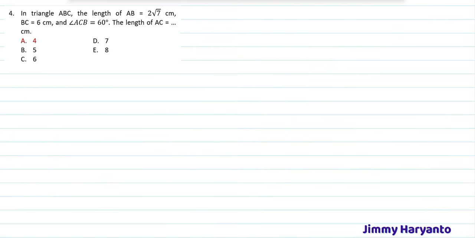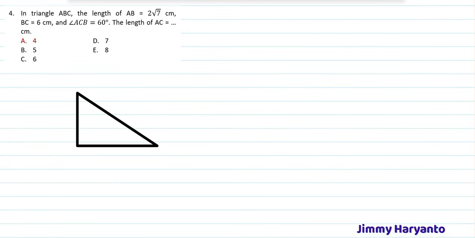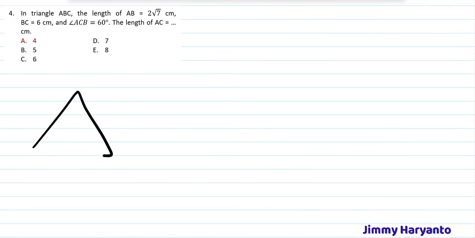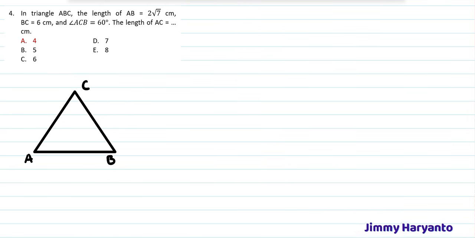D. Next is question 4. In the triangle ABC, wait, cannot draw it like that. Okay, this one is A, this one is B, this one is C. Length of AB is 2 square root of 7, BC is 6, ACB is 60. Then the length of AC equals to this with this. Wait, cannot. We only have one angle. That means we have to use cos rule.